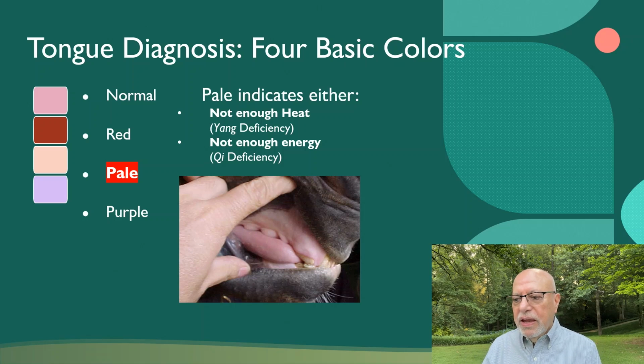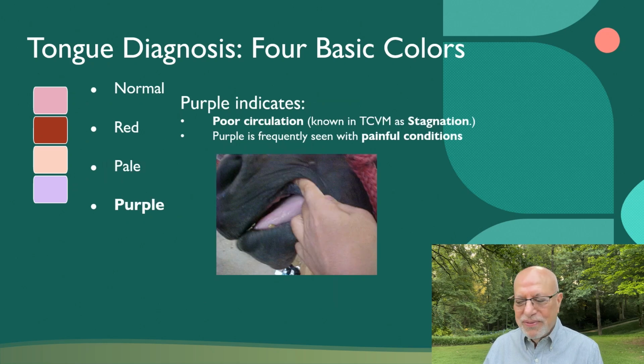Now then there is pale. As you can see here, it's not difficult to appreciate how pale this tongue is. Why is this pale? Maybe there's not enough heat or not enough energy. As we have discussed in our other videos, life energy is chi, so it could be chi deficiency. Once we diagnose and put it together with other findings, we can try to correct that balance.